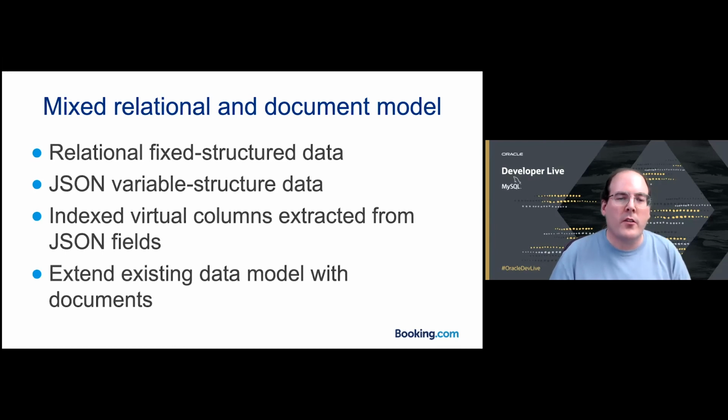So what we've got is the relational fixed structure data and the JSON variable structure data. You can even index virtual columns extracted from the JSON fields if you want to index the JSON. And if the JSON doesn't have the value, then your index just has a null in it. The particularly valuable thing about this is that if you already have a well-established data model with code that is using it, but new code needs to add and retrieve new data while existing code keeps running, you can extend your existing data model with documents by adding JSON columns and still retain all the performance and advantages of your existing data model.